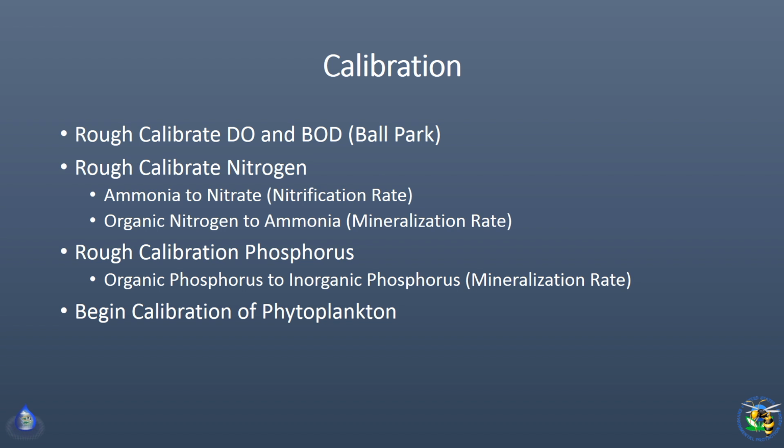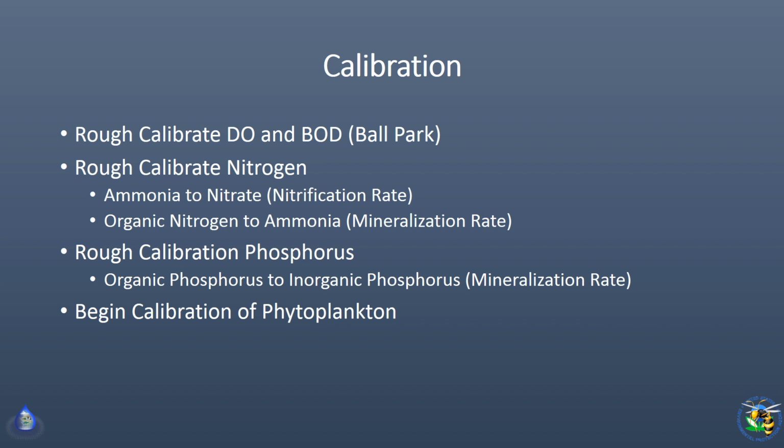Then I start to do a rough calibration for nitrogen. The first thing I do is look at the ratio of ammonia to nitrate. I'll adjust my nitrification rate to get that in the ballpark. And then I'll also look at my organic nitrogen to ammonia to adjust that mineralization rate so that I get in a balance. So in this case, that step is only involving two rate constants that can get you into the ballpark. It's not that you're going to be done with them, but it's a good starting point.